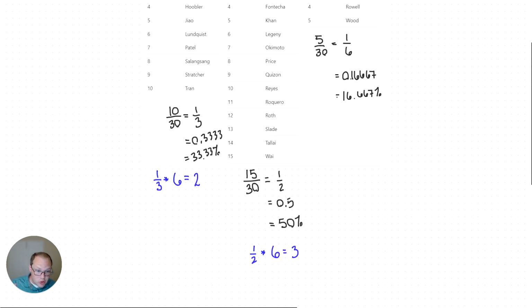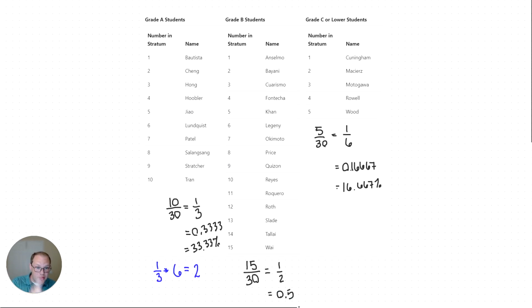So that means 3 of our students comes from that group of grade B students, that strata. So when we do our random sampling, we need to choose 3 students from that group. Okay, one more. How many students come from this strata?